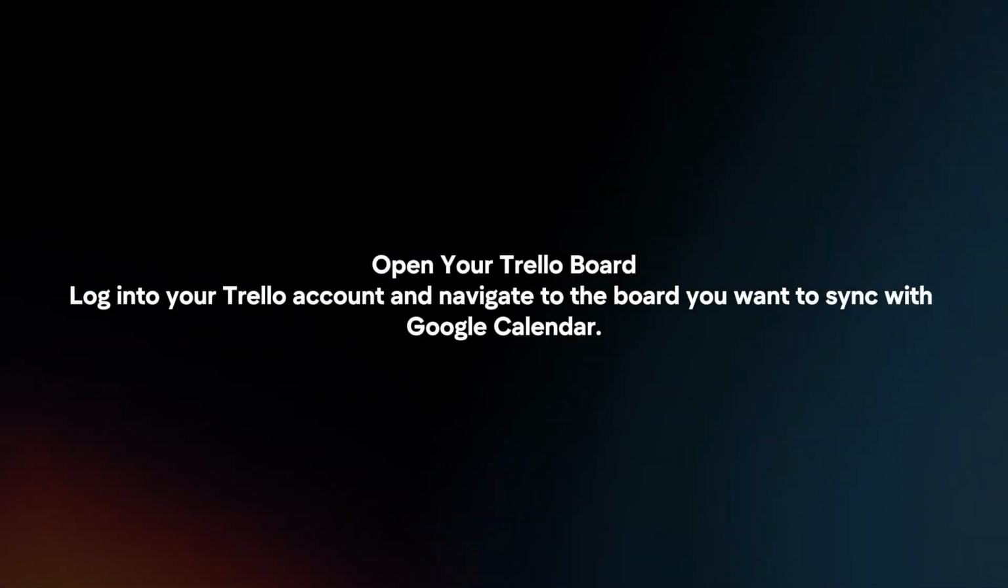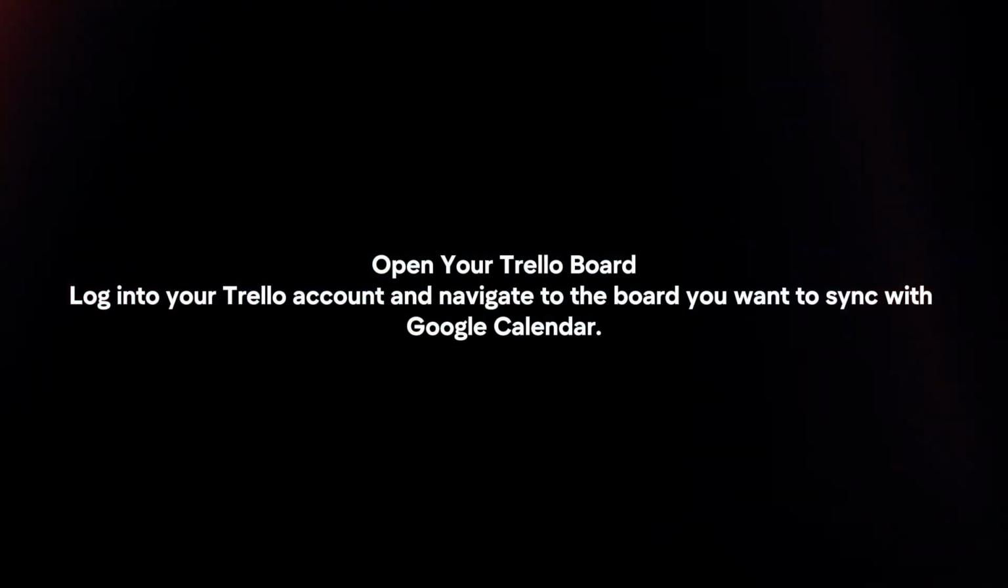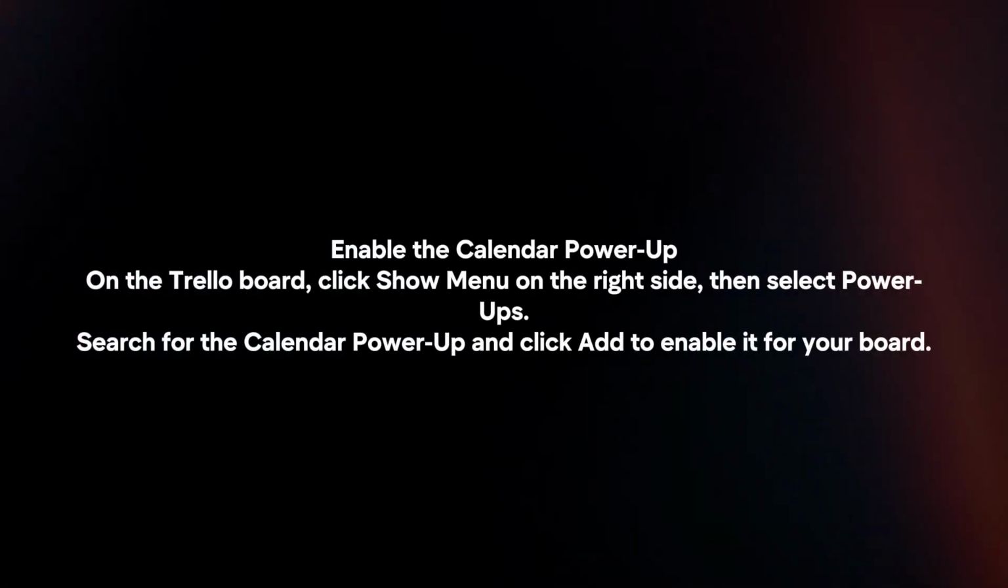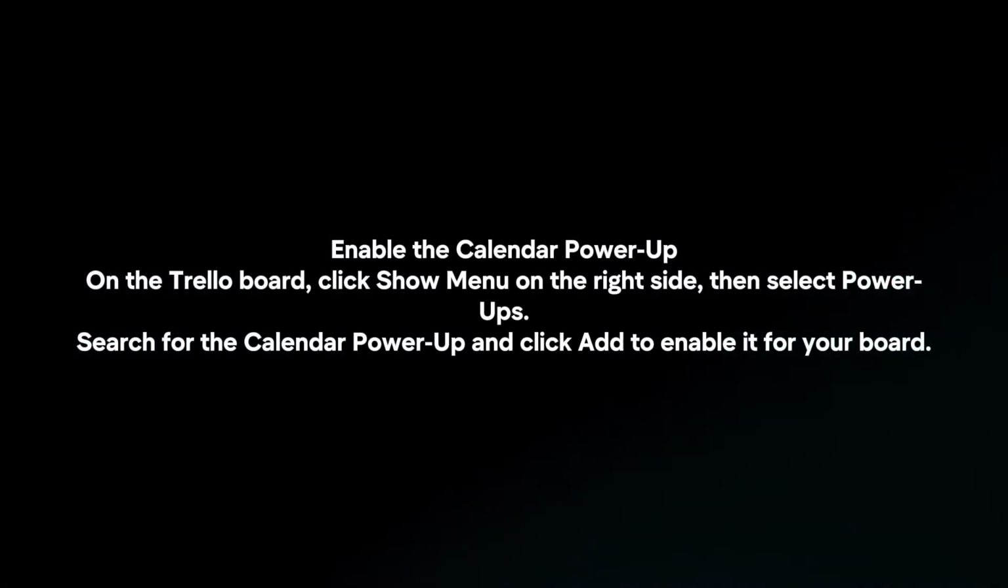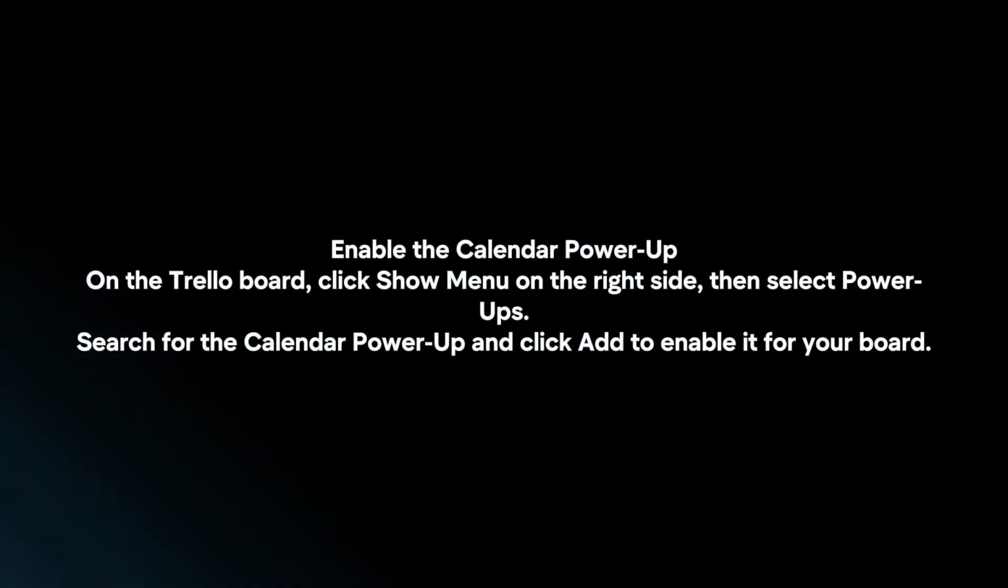Open your Trello board. Log into your Trello account and navigate to the board you want to sync with Google Calendar. Enable the Calendar power-up. On the Trello dashboard, click Show menu on the right side, then select Power-ups. Search for the Calendar power-up and click Add to enable it for your board.